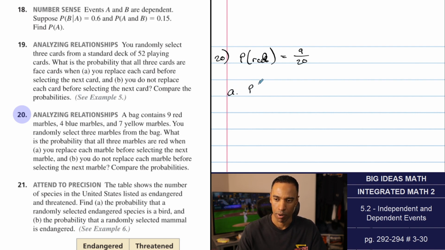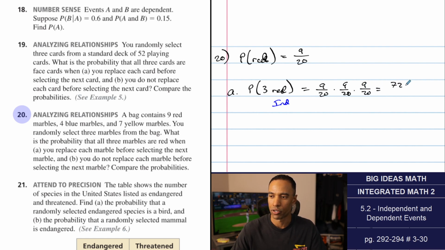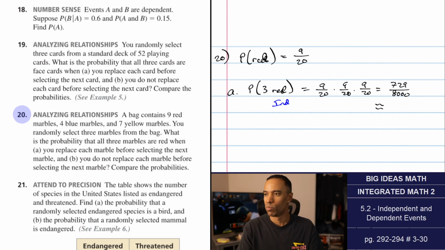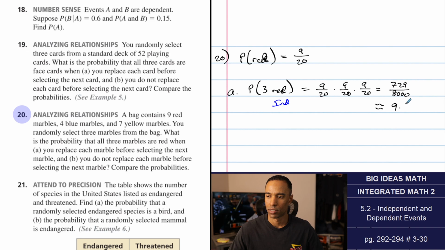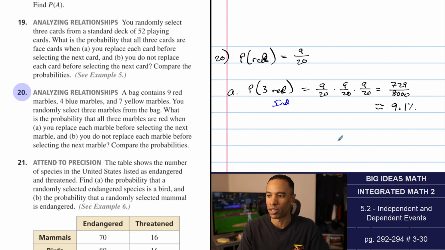For part A, probability of 3 red in an independent setting is 9 out of 20 times 9 out of 20 times 9 out of 20, which is 729 out of 8,000, which is about 9.1%. Now part B, you do not replace each marble.